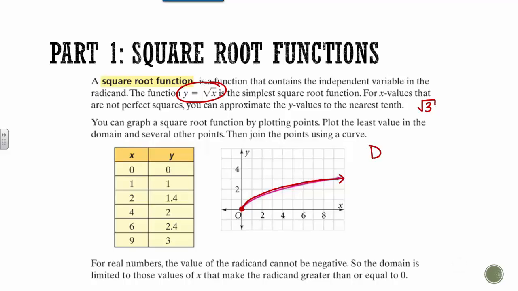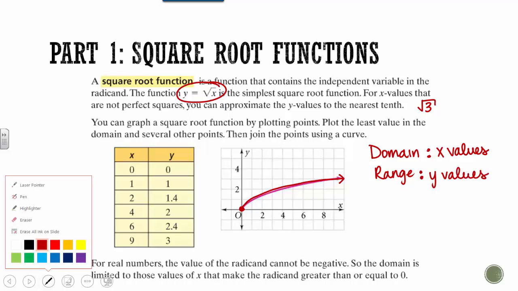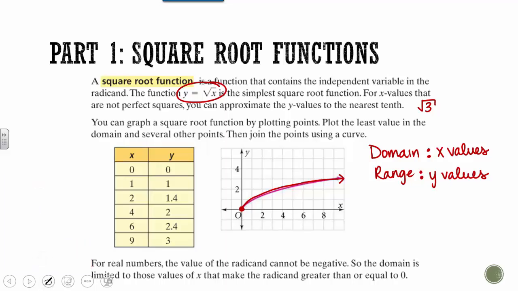So think back to beginning of the year. We talked about domain and range. Domain, remember, are your x values, or your independent variables, and your range is your y values, or your output. Domain is what we can plug in. So when we're talking about a square root function, we can't just plug in any number. Remember, we cannot have negatives under the square root.